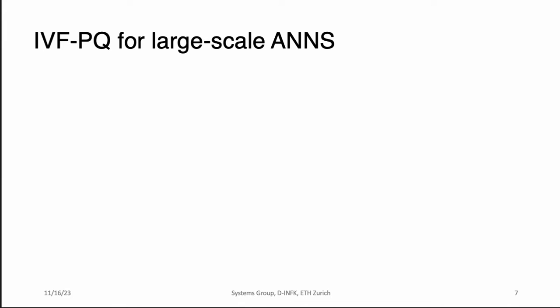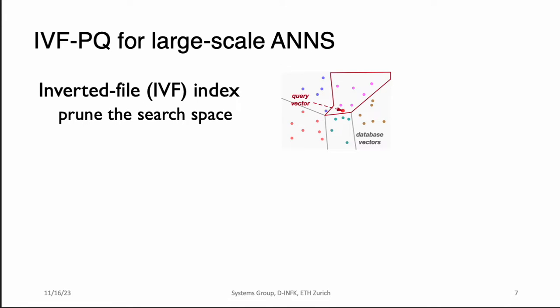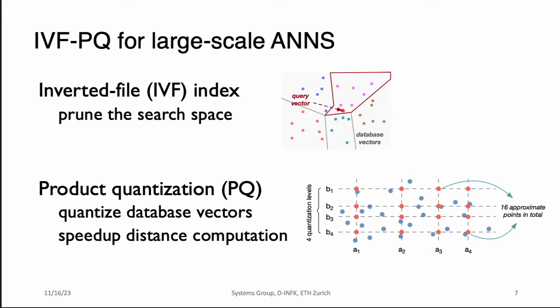One of the most popular large-scale vector search algorithms is the IVFPQ algorithm. Essentially, it combines two components. First, we have the IVF index that prunes the search space. And then we have product quantization that turns high-dimensional database vectors into n bytes of PQ code each.